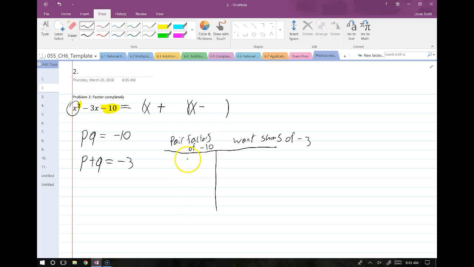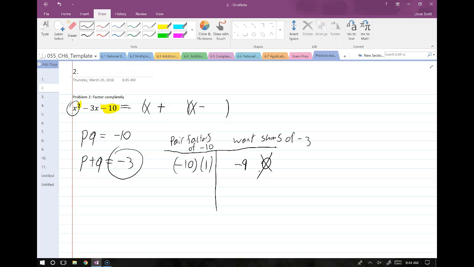I only attach the negative to the larger factor because this is a negative number right here. So negative 10 and positive 1. When those multiply together, I get negative 10, but the difference is negative 9. So that's not the two factors that I wanted.